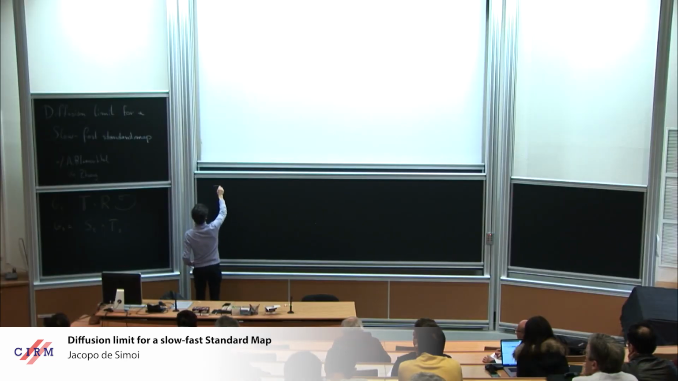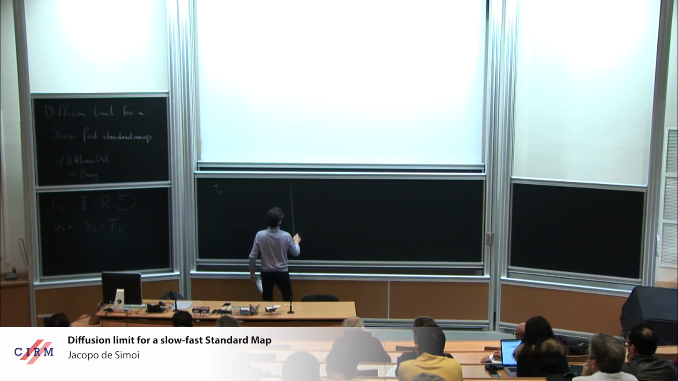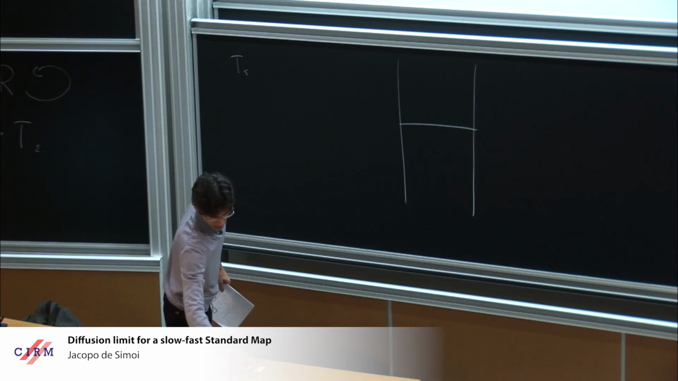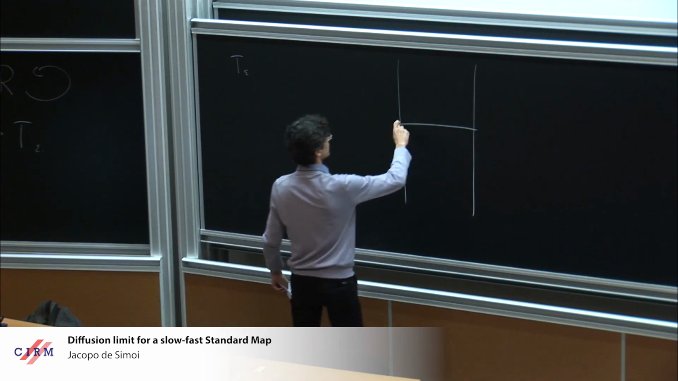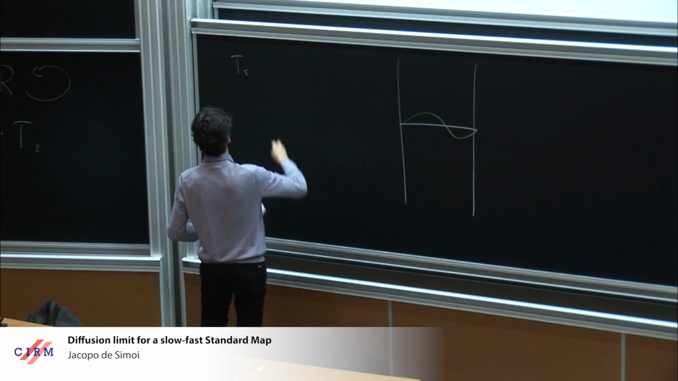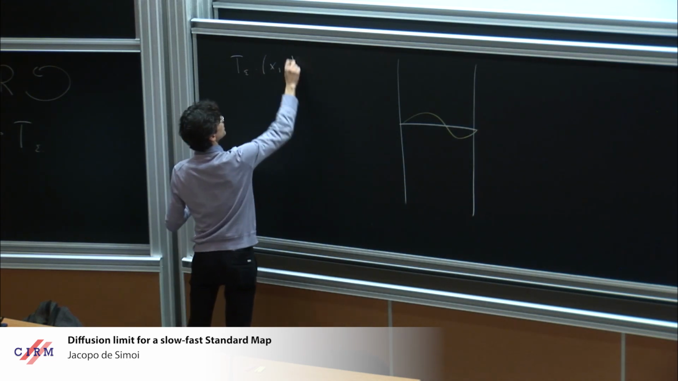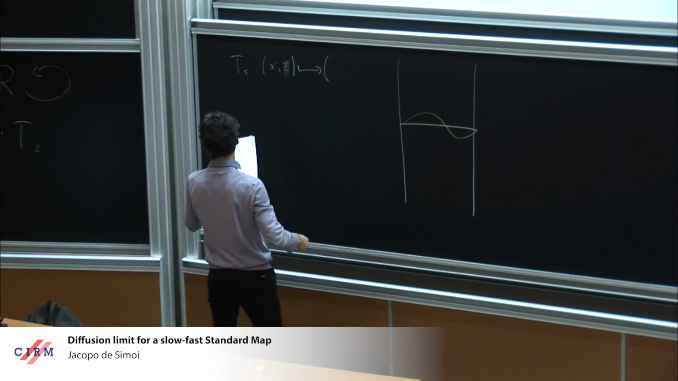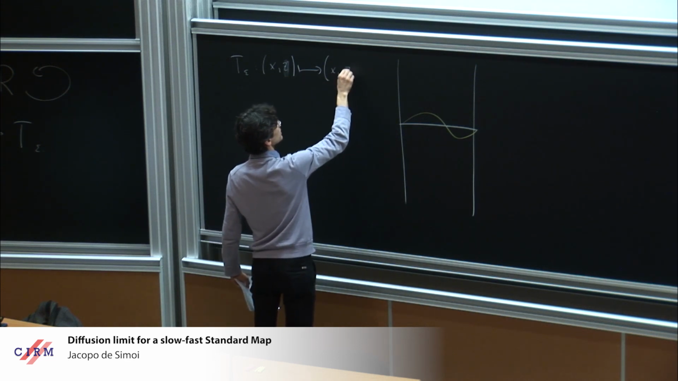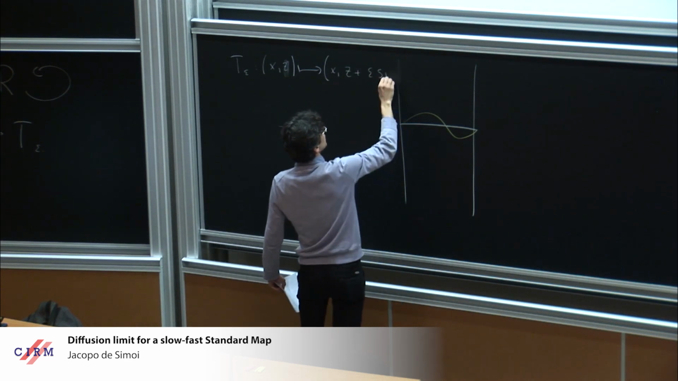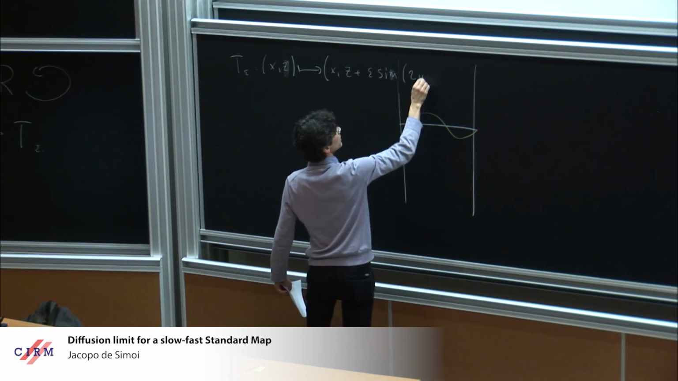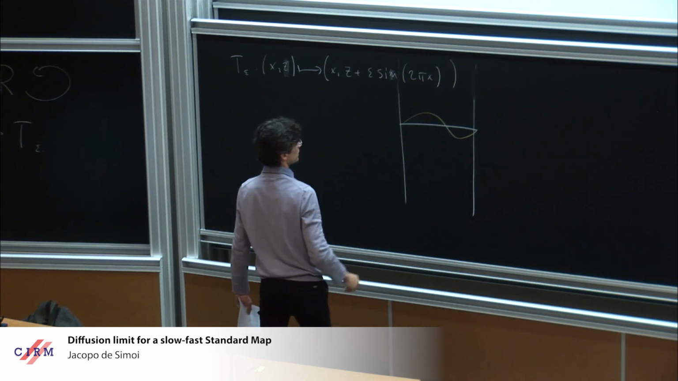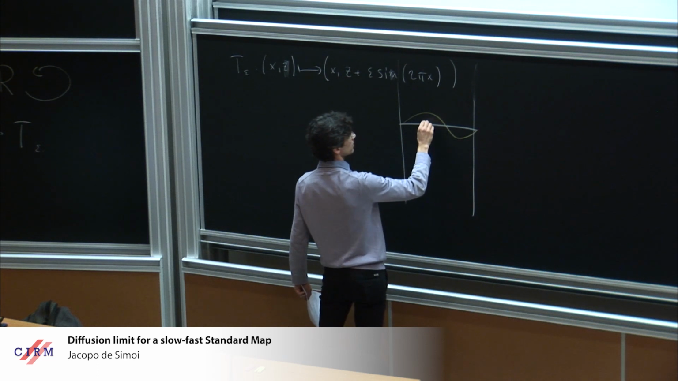So T epsilon is a tilt. Let me draw a picture here. I will have a horizontal line, which will be mapped to something like this by T epsilon. So T epsilon will map x, z to, let me call it z for some reasons, x will be put, and z goes to z plus epsilon sine 2 pi x. And this is T epsilon.